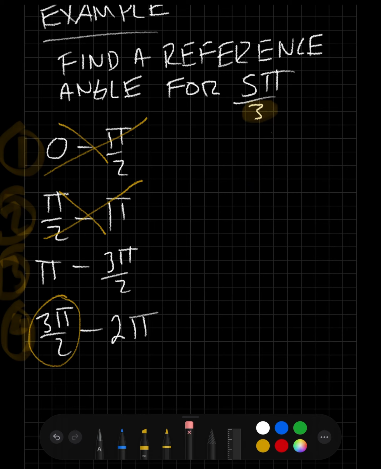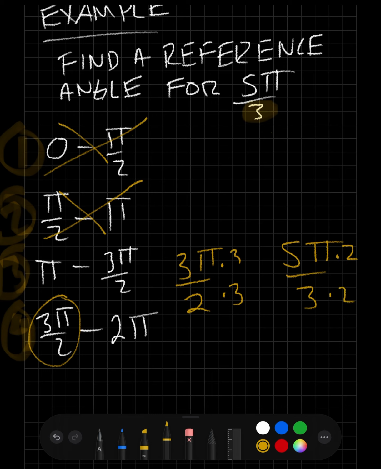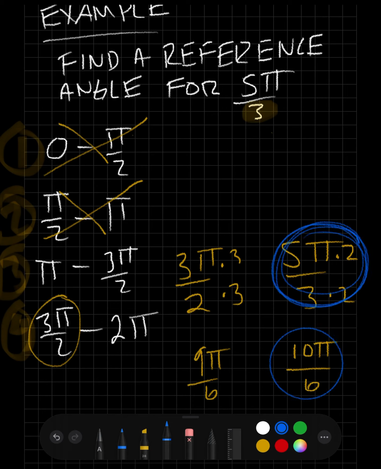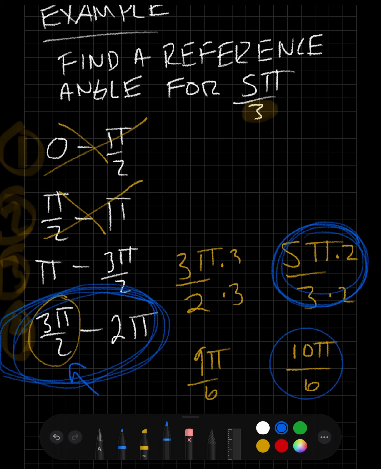So I'm going to try to compare 5 pi over 3 and 3 pi over 2. I'm going to give these a common denominator, because I just want to know which one's bigger. I'm going to multiply by 3 over 3 and by 2 over 2. That'll give me 9 pi over 6 and 10 pi over 6. So now it's easier for me to say, this one's bigger. That means 5 pi over 3 is larger than 3 pi over 2, which means we're in quadrant 4. I'll do another example like that in class.